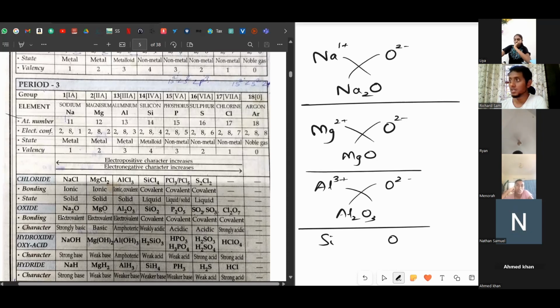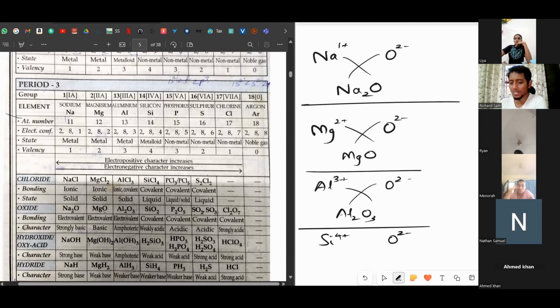Silicon's valency? 4, because it's in the fourth group, no? All elements in the fourth group have a valency of 4. It's either 4 plus or 4 minus, depending on whether it's a metal or a non-metal. If it's a metal, we say 4 plus. If it's a non-metal, we'll say 4 minus. Silicon is not both. It's a metalloid, so you can say either 4 plus or 4 minus. Okay, let's take 4 plus.